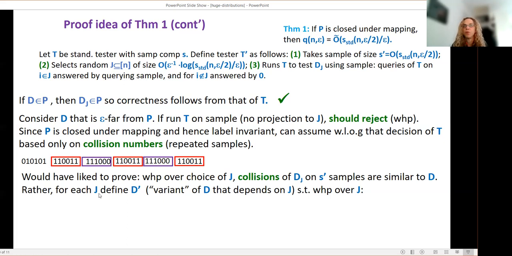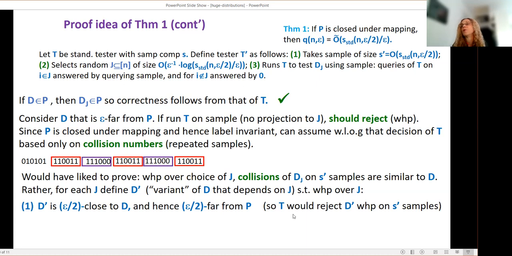Rather, we do the following. For each subset J, we define in our analysis some D prime. It is a kind of variant of D that depends on J. And what are the properties? We prove that with high probability over the choice of J, this special D prime is epsilon over 2 close to D, which means that it is epsilon over 2 far from P, because we're assuming D is epsilon far from P. So T would have to reject D prime if it were given S prime samples.